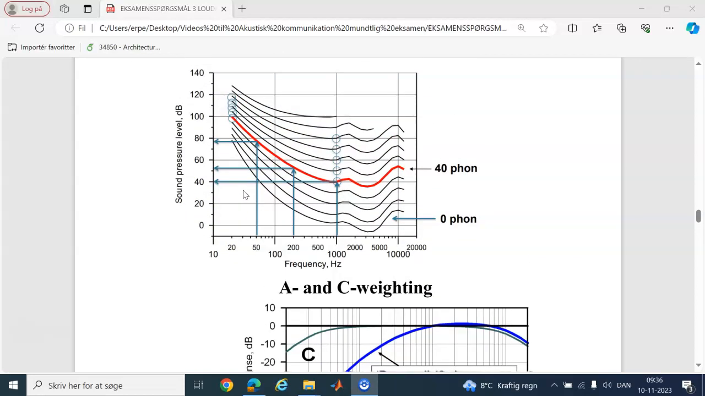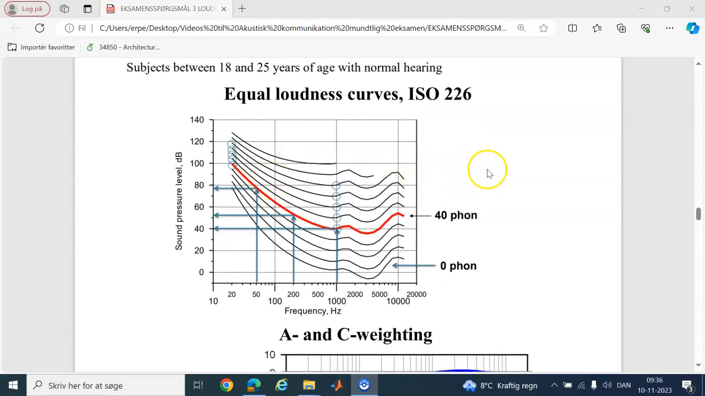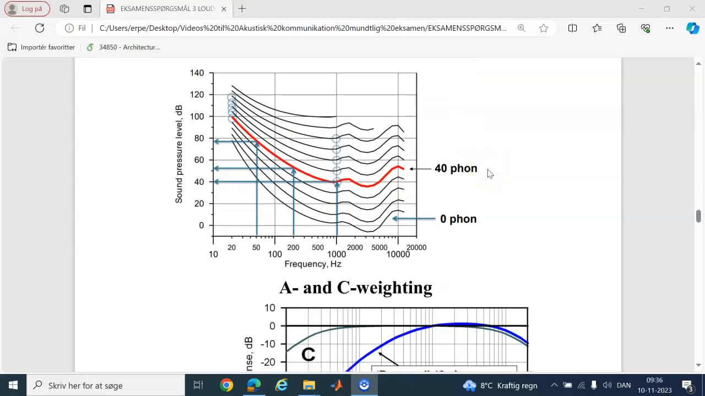Yes, follow. Those equal contours, equal loudness curves, are following the absolute threshold curves. You can say this is just a transformation, or what's called a parallel shift.